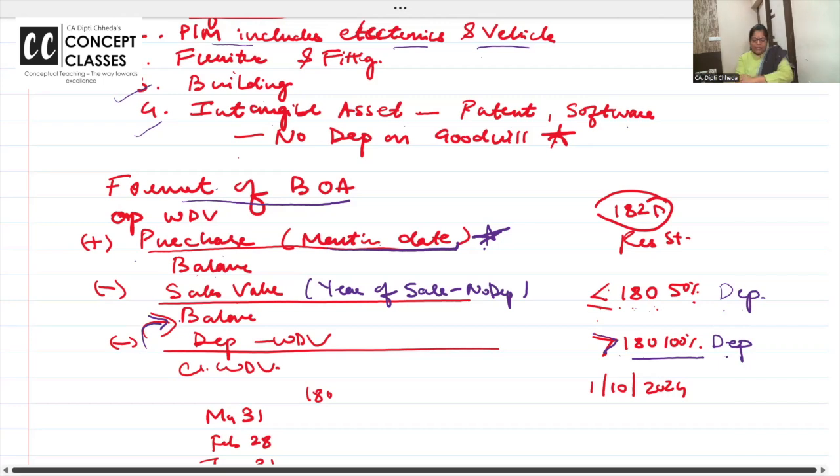So opening WDV, then purchases, balance, minus the sales value, balance. On the balance, you are charging the depreciation. So you get the closing WDV.